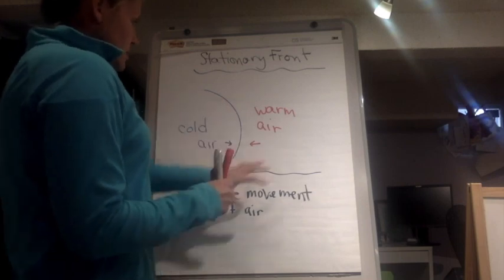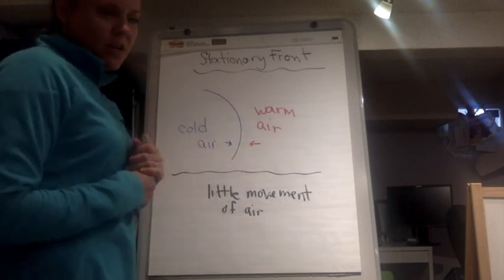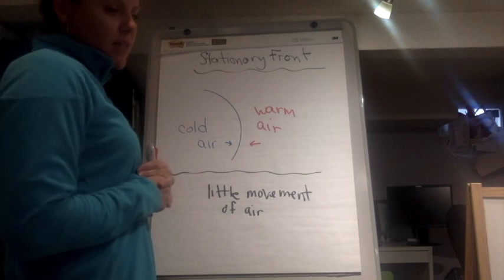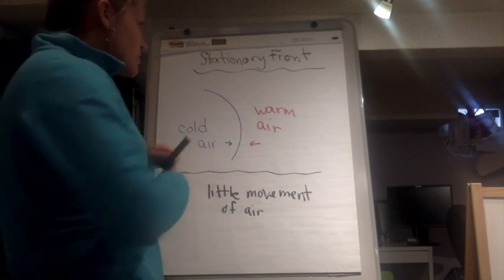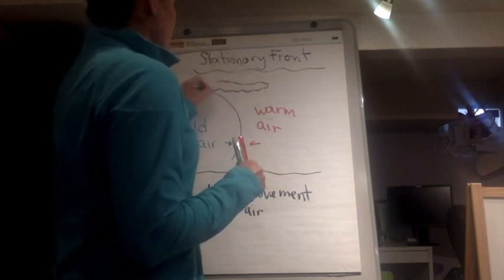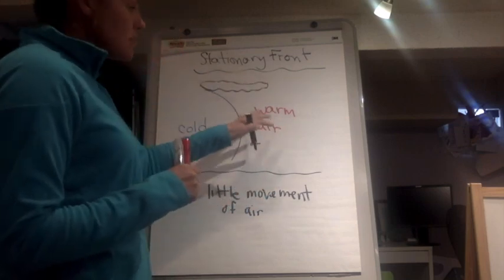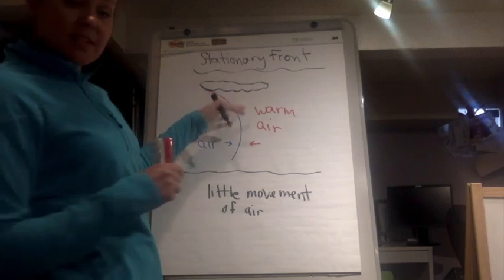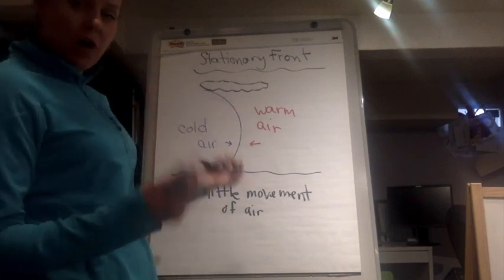What you're going to see here at a stationary front is an area of clouds. So what could happen is just depending upon the amount of moisture that is in the warm air, this front stays or lasts for the longest amount of time.